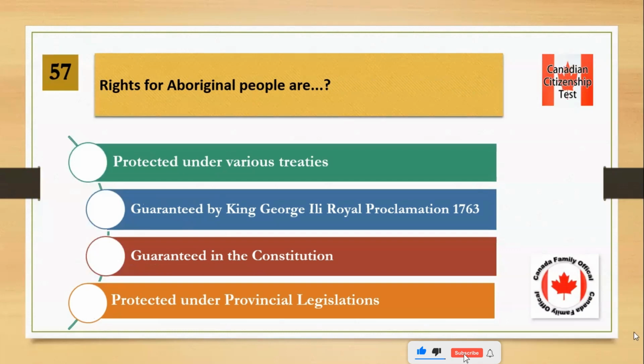Rights for Aboriginal people are: Number 1 protected under various treaties. Number 2 guaranteed by King George III's Royal Proclamation of 1763. Number 3 guaranteed in the Constitution. Number 4 protected under provincial legislation. And the answer is guaranteed in the Constitution.